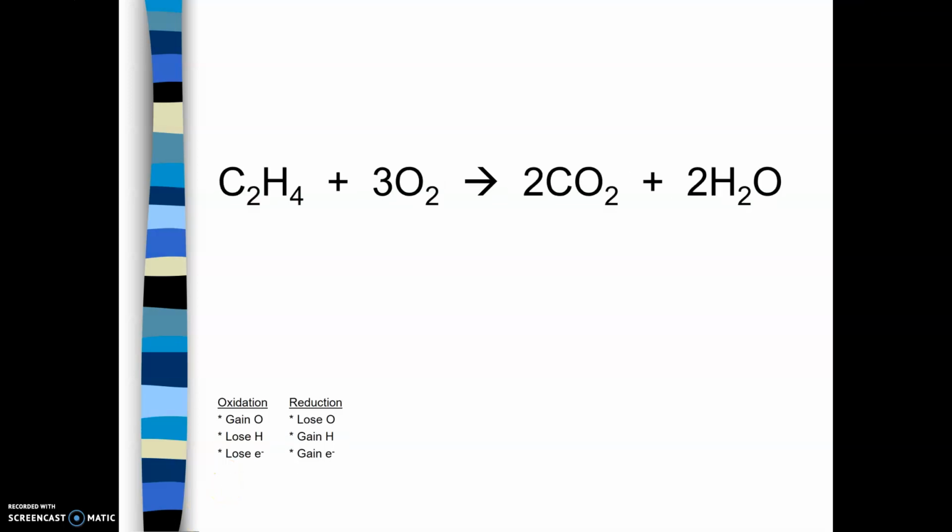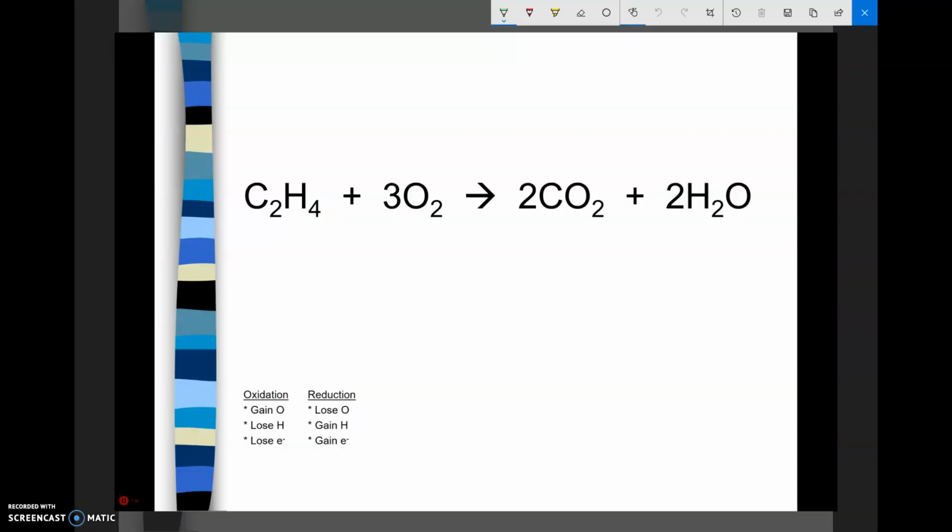Okay, next example. This is a combustion reaction. So right here we have oxygen and hydrogen, so that's what we're going to focus on. We have our carbon with a hydrogen. We want to compare the carbon on the right side. Notice how we're starting with hydrogen, but we don't have any right here. So we have loss of hydrogen. But notice how we've gained oxygen on this side, so we have gain of oxygen.